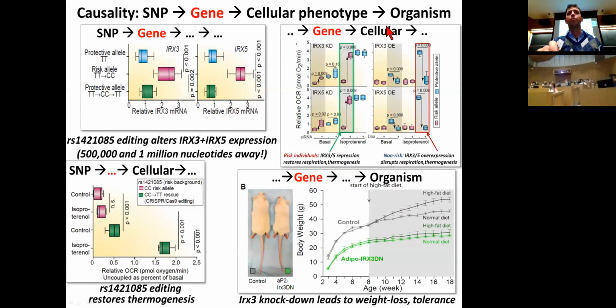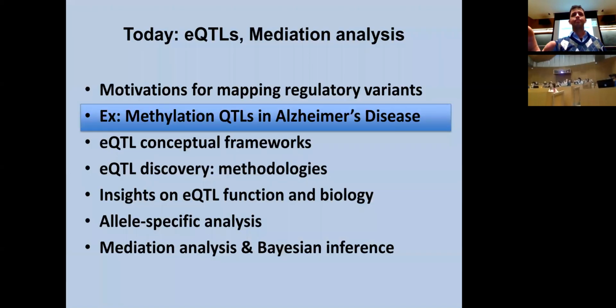Okay? Everybody with me as to why eQTLs are so important? Because they can pinpoint the gene, which then gives you a handle to manipulate everything else. It gives you a handle for therapeutic development, for establishing causality, for studying what the cellular phenotypes are, what the organismal phenotypes are. Who's with me so far? Awesome. Great. So let's look at such an example.